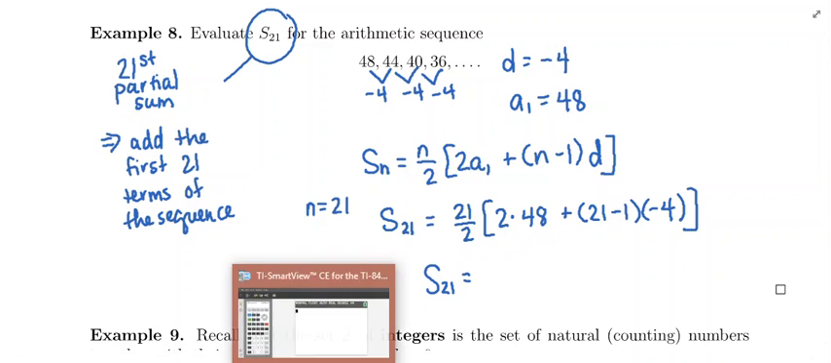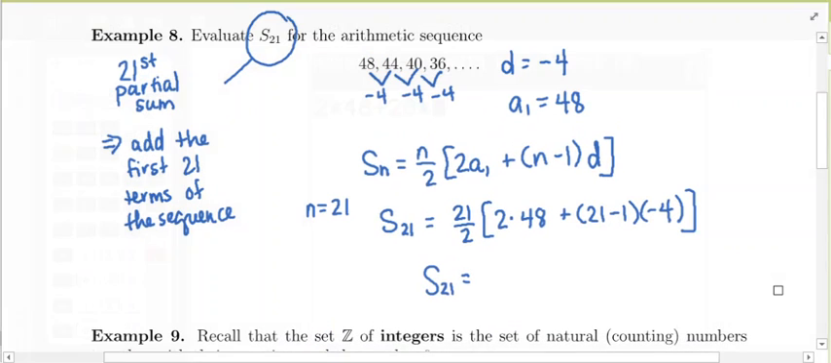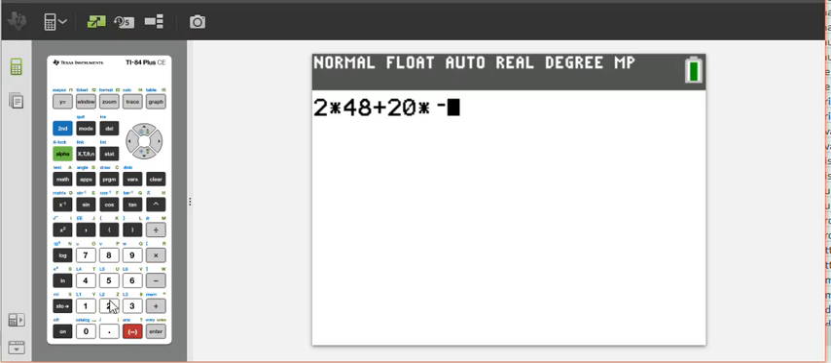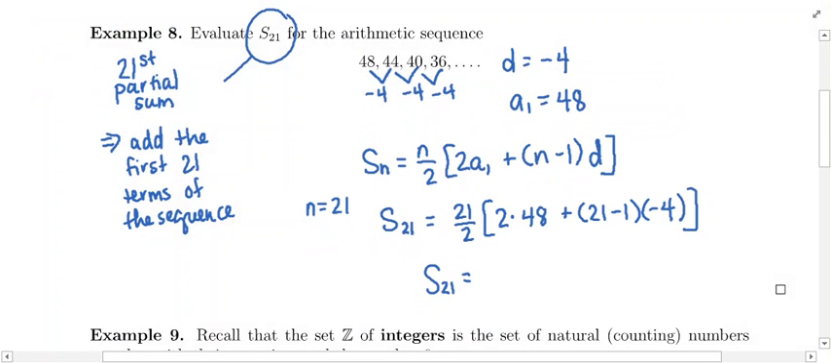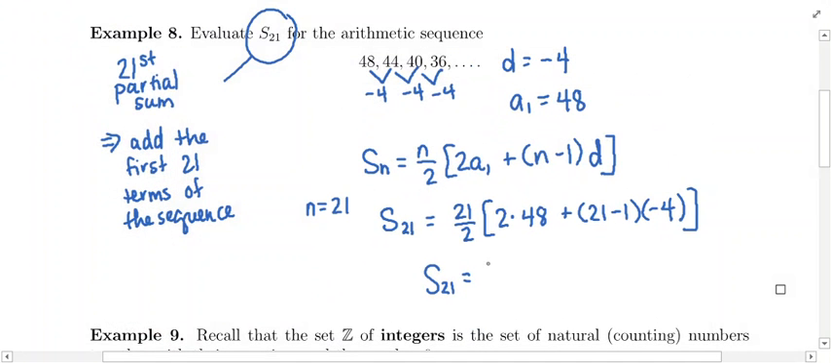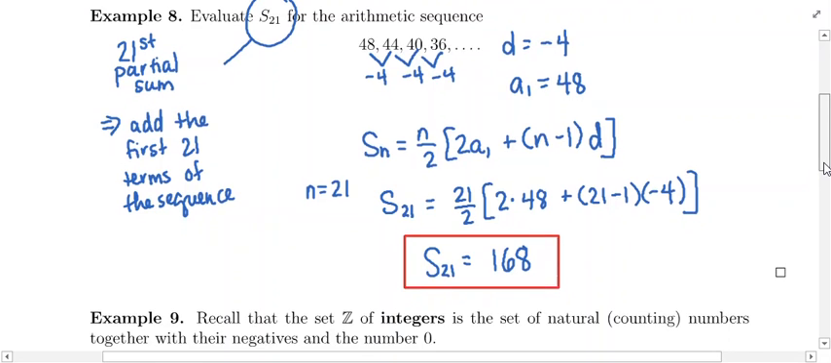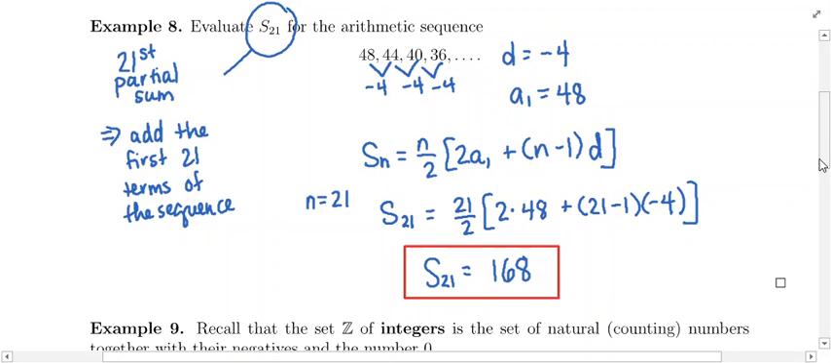Let's see, I'm going to do what's in brackets first. So 2 times 48 plus 20 times -4. This will give me the quantity in brackets. Then I've got to multiply this by 21 divided by 2. So times 21 divided by 2, and here you go. The answer is 168. And that's it. If you add up the first 21 terms of this sequence, this is the number you're going to get. Again, if you wanted to just write everything out and add it up, that's plausible, just tedious.